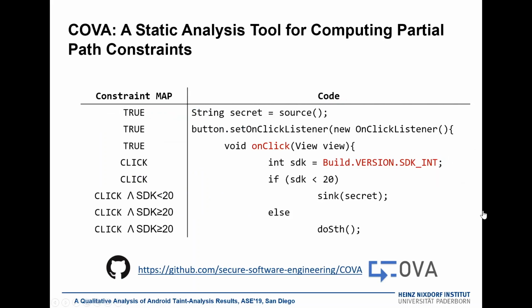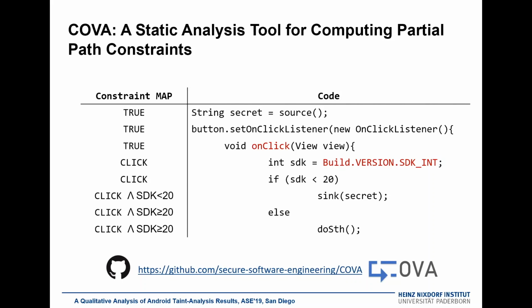To give you a better impression of how COVA works, I want to show you an example here. On the right side, you see the code of the Android app. COVA is configured to check the callback onClick and the static field Build.VERSION.SDK_INT. COVA scans the program and computes a constraint map, which associates the path constraints required to execute each statement. So for example, here this if statement is only reachable when the user performs a click on the UI.